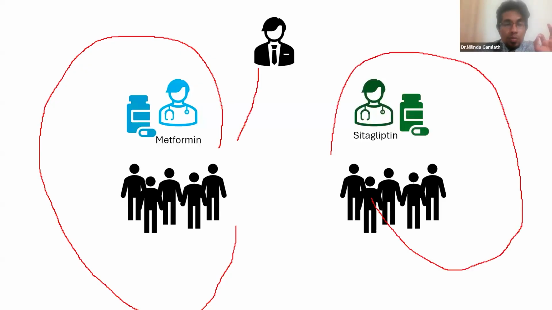And what you do is you observe these events. So you observe this doctor prescribing metformin and you see the glycemic control in this population. And next, in this population, you see how well sitagliptin controls blood sugar. So what you are doing is simply observing how these two drugs control diabetes in these two groups. You are not intervening.